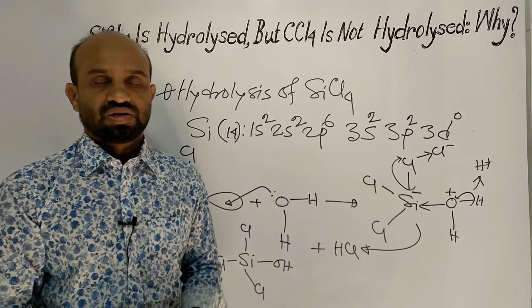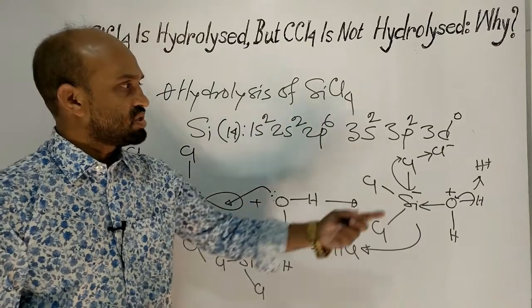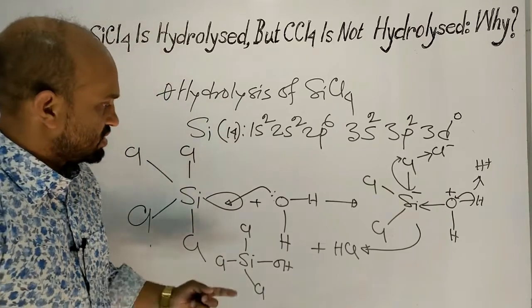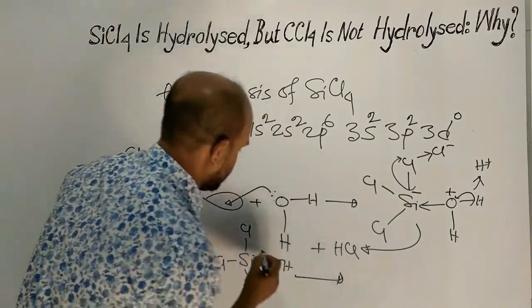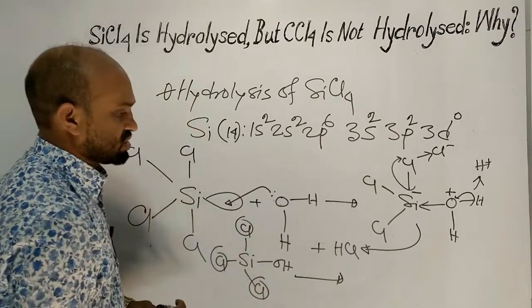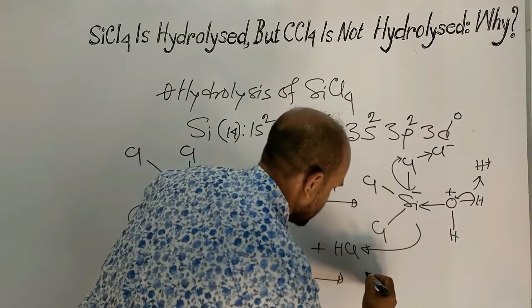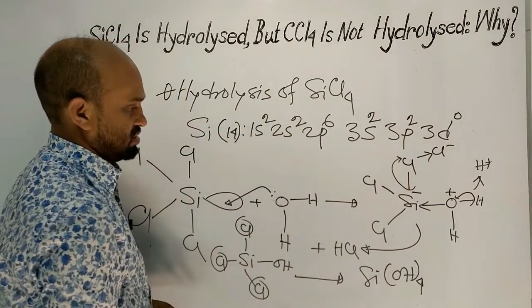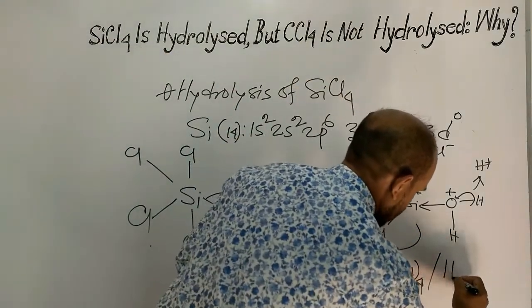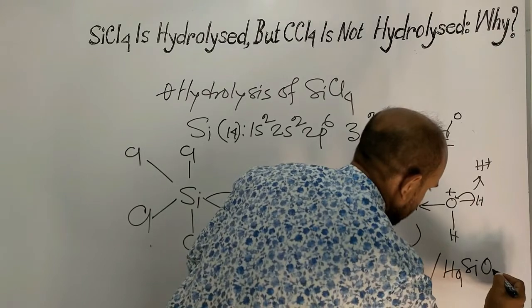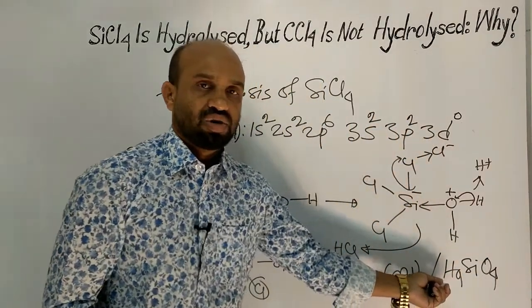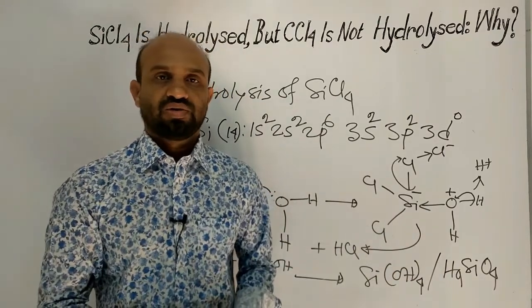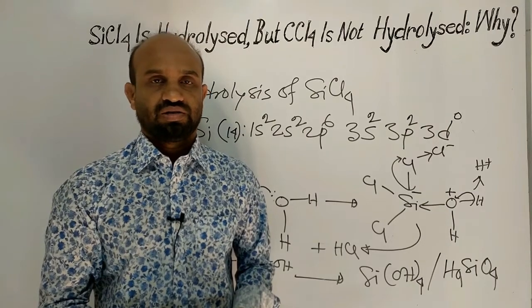So silicon tetrachloride undergoes hydrolysis because of the presence of vacant d orbitals, and in this way all 3 remaining chlorine atoms are replaced, and then this compound is formed, silicon tetrahydroxide, that means H4SiO4, which is known as orthosilicic acid. This is all about hydrolysis of silicon tetrachloride.